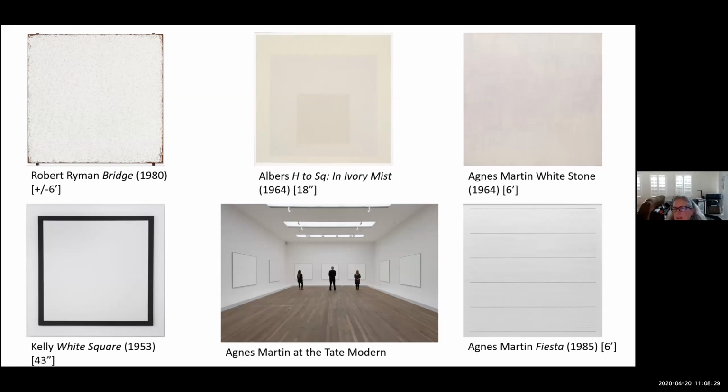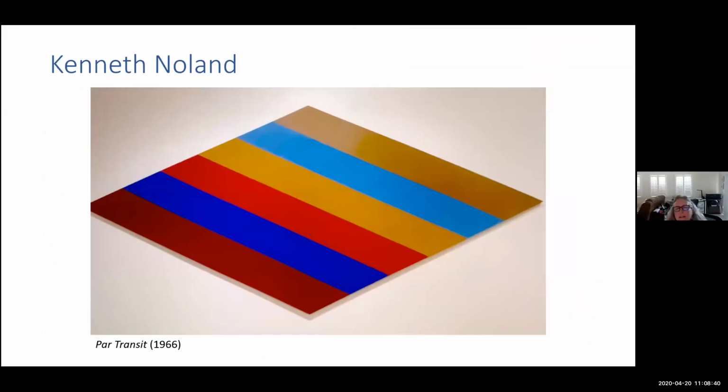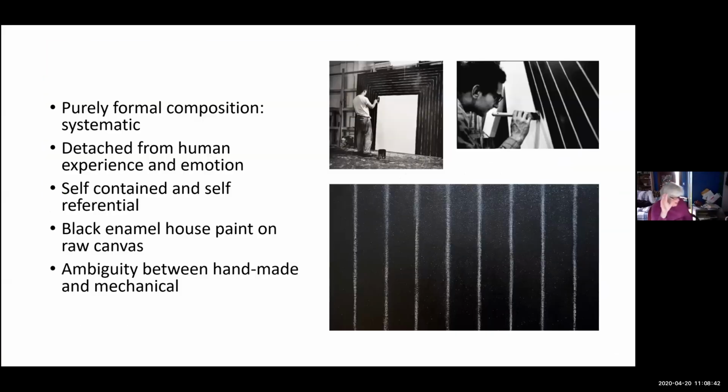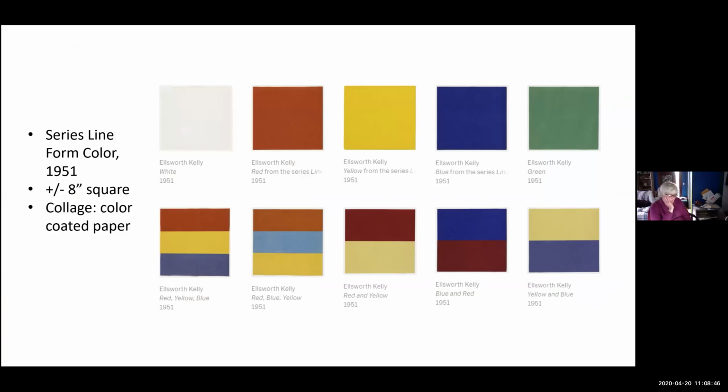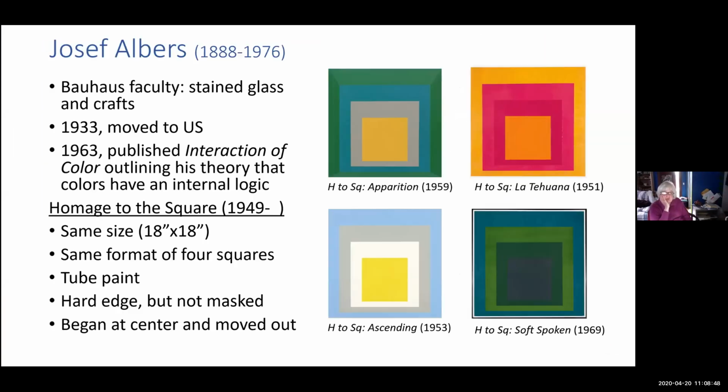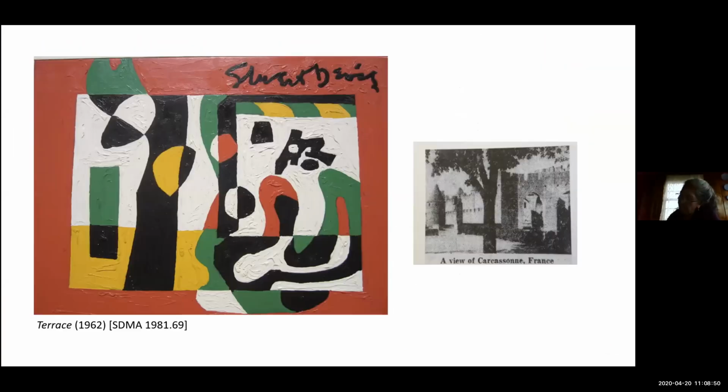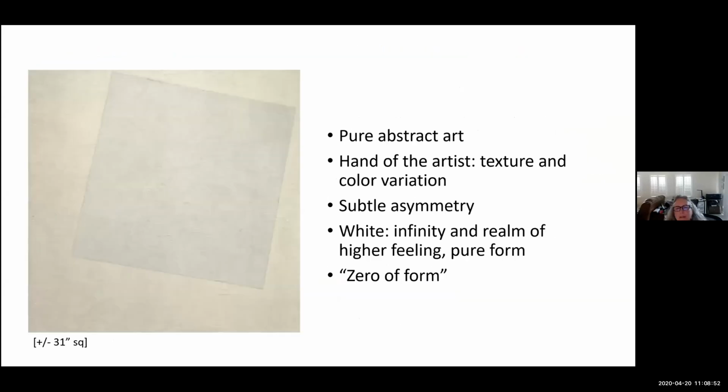Okay. I have three questions. One of them is about something you said about Malevich, the Russian guy, near the beginning. You said that white is infinity and the void and a higher feeling. White is in the realm of higher feeling. What does that mean, higher feeling?